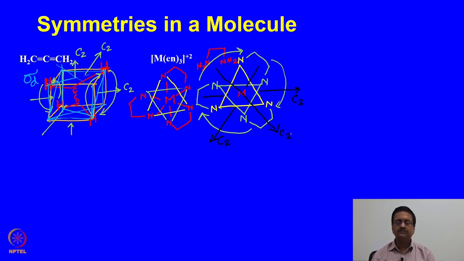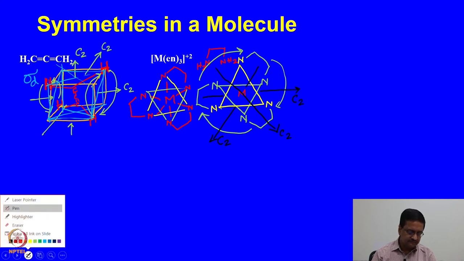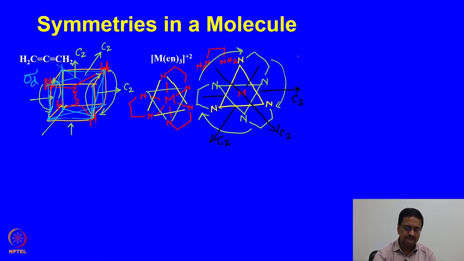So, when you do these C2s, the position of the ethylene diamine part, that is the C single bond C portion, does not change its position. So, the nitrogens get interchanged. The nitrogen which is above the plane of the board goes to below the plane of the board, and the one which is below the plane of the board comes to above the plane of the board. So, this particular molecule has a C3 plus three numbers of perpendicular C2s.